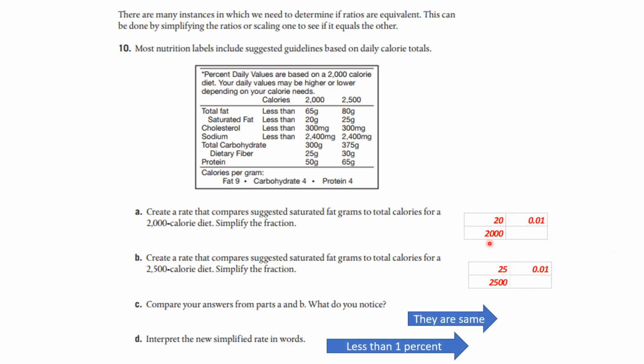Okay, so here it was 20 per 2,000, so that rate is 0.1, and if it was 2,500 calorie, it was 25 over 2,500, again 0.1. They're the same, and the way they're saying it is, there's less than 1%, and it is the same for those. That means they are proportional.